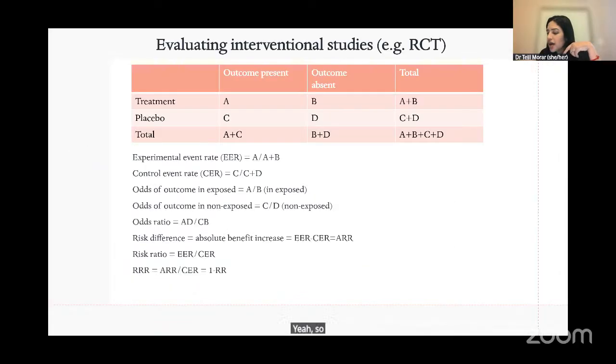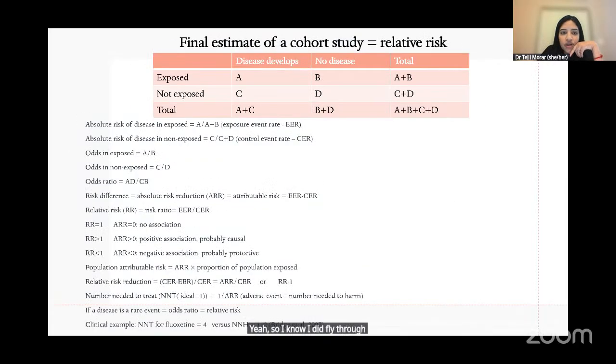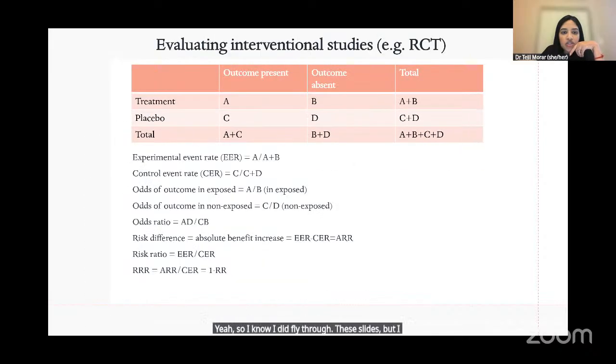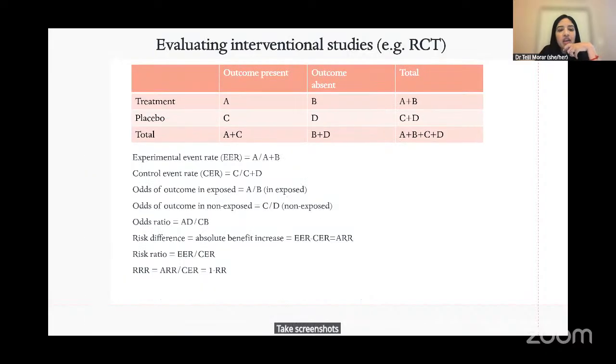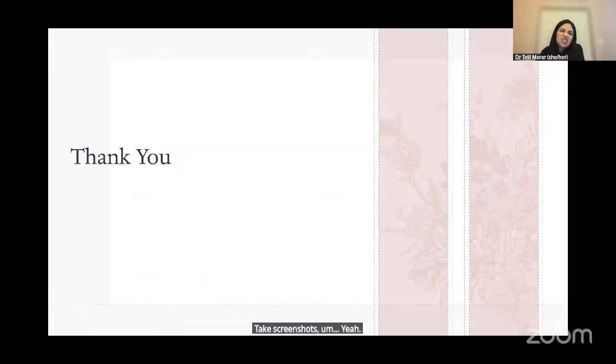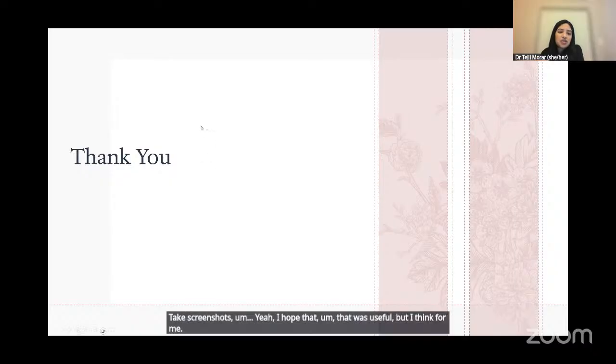Yeah, so I know I did fly through these slides, but I hope you managed to take screenshots. I hope that that was useful. But I think for me, in 20 minutes, I just wanted to emphasize that there's support available. Use the support. And then as a clinician, you need to know what your research question is.